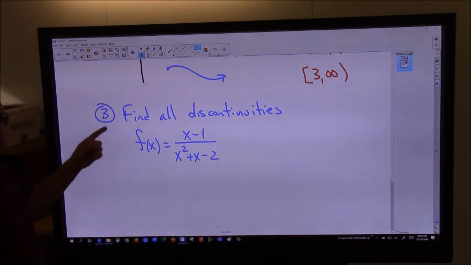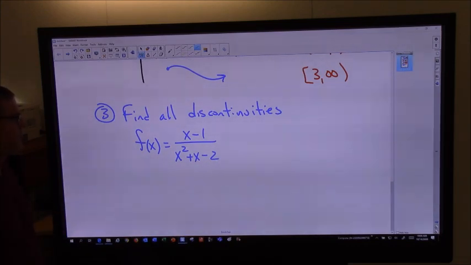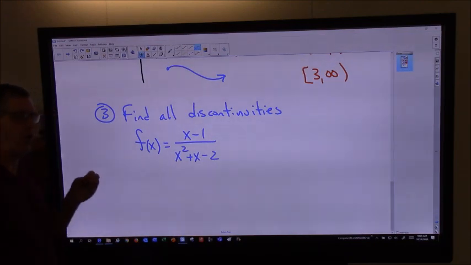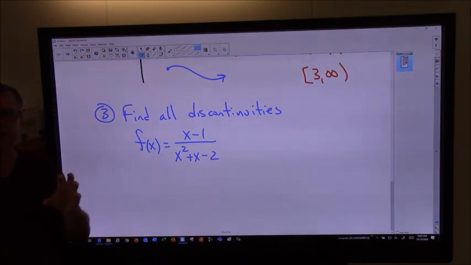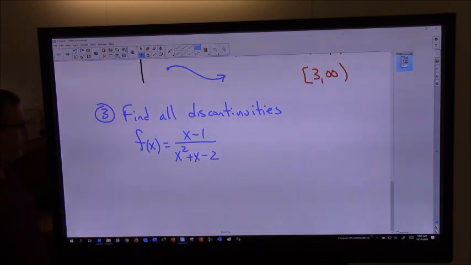All right, so this question, it says, find all discontinuities in this function. Where is this function discontinuous? You guys tell me. Well, if we think about what we know so far, we know that a function is discontinuous when there is a hole in the graph or an asymptote. And so I just need to see if those exist.